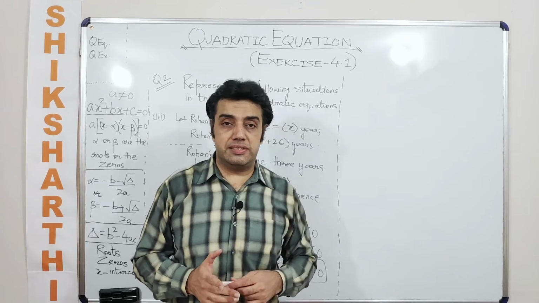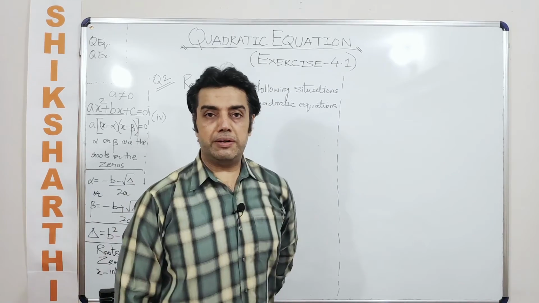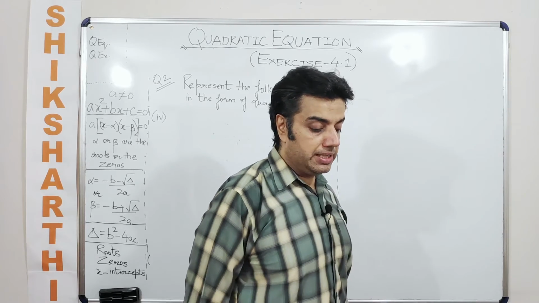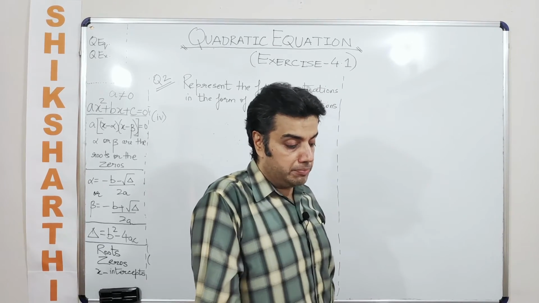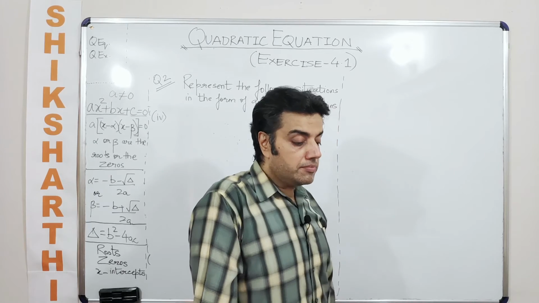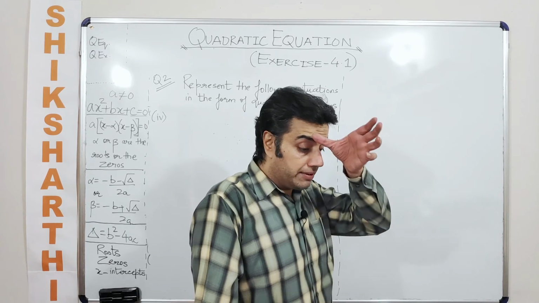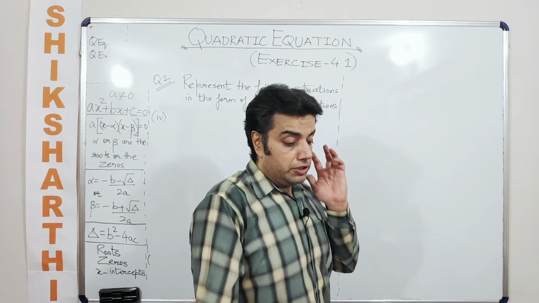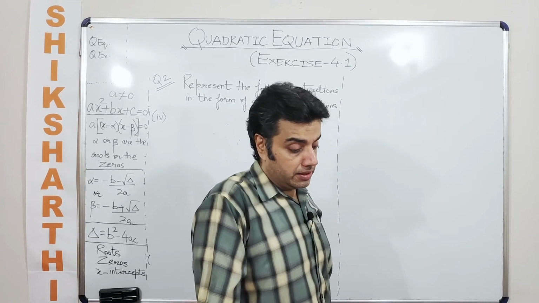Let's talk about the last subpart, which is subpart 4. Subpart 4 says a train travels a distance of 480 kilometers at a uniform speed. If the speed had been 8 kilometers less, then it would have taken 3 hours more to cover the same distance. We need to find the speed of the train. Okay.